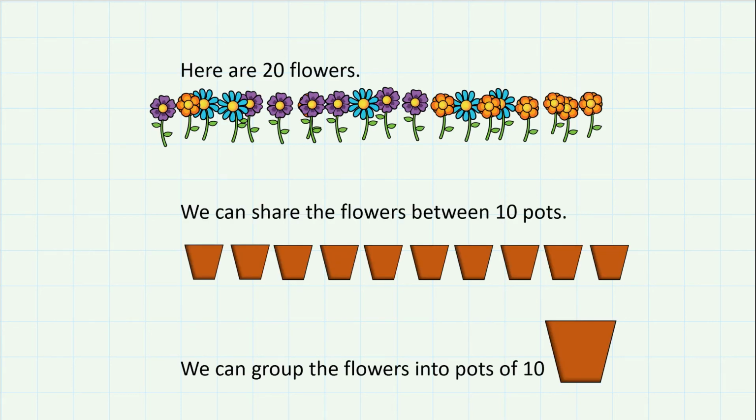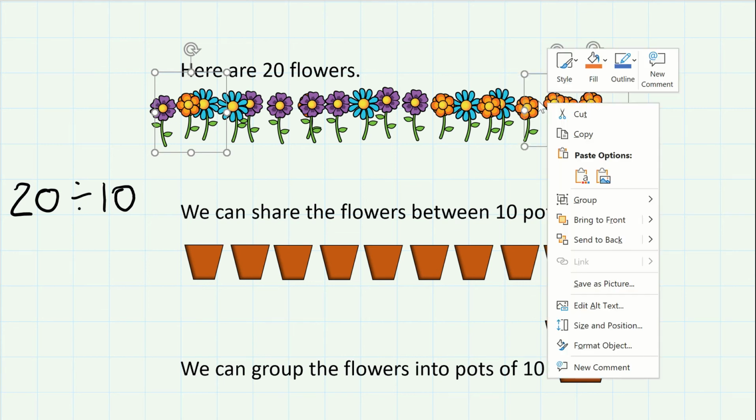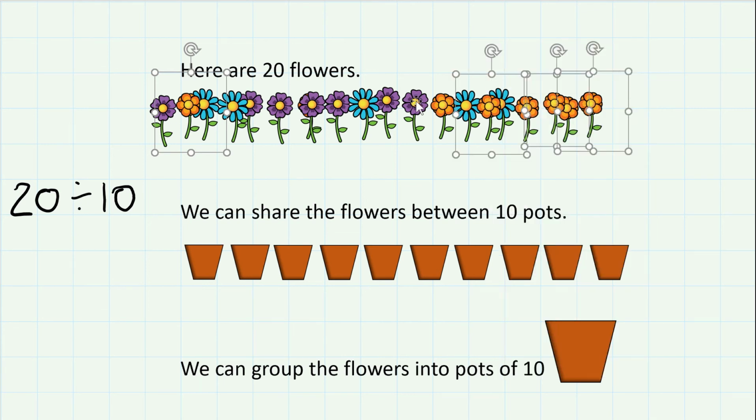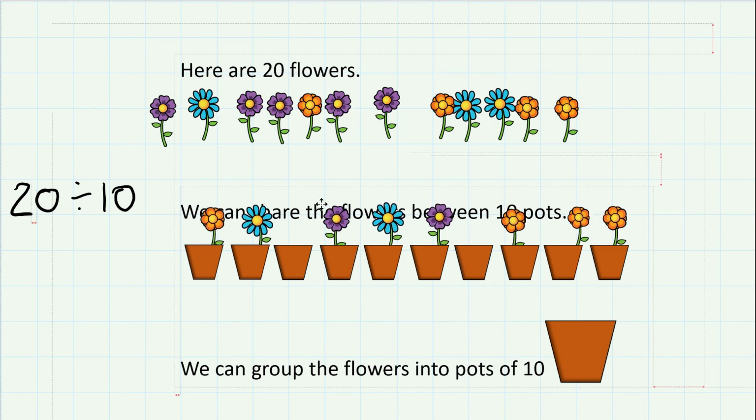Okay, so here there are 20 flowers. We can share the 20 flowers between 10 pots. So the sum we are doing is 20 divided by 10. Okay, so all of these flowers will go in a pot. So let me select some. Okay, and let's move them into a flower pot.